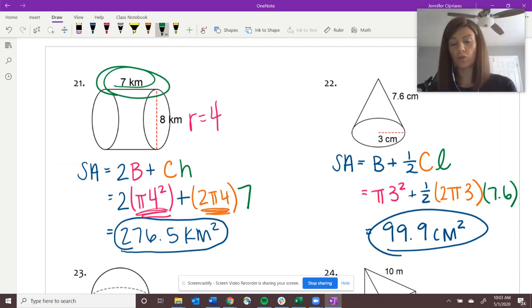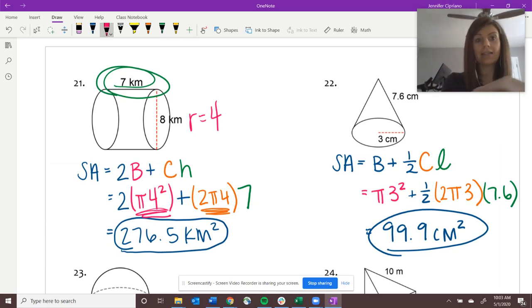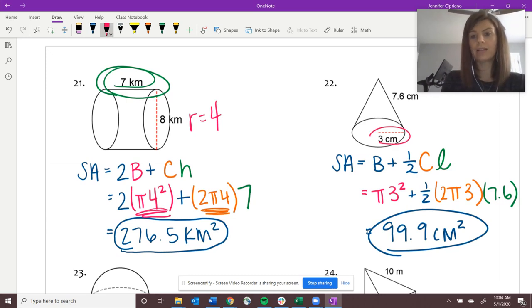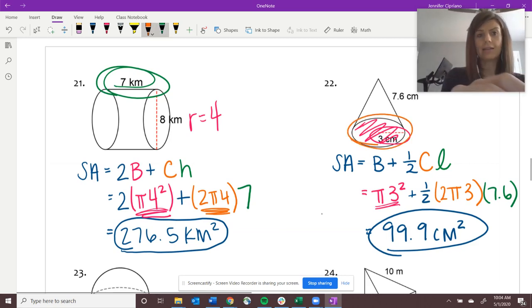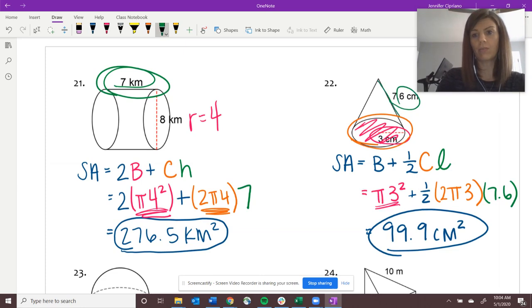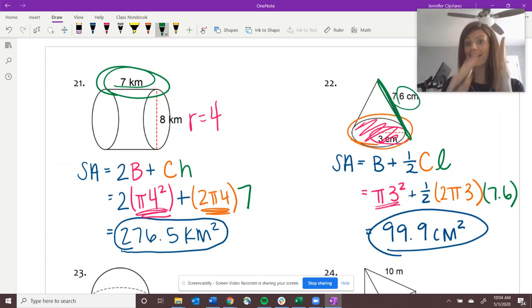Number 22, so this one is a cone. For a cone, we need the area of the base plus 1/2 the circumference times the slant height. So we were given the radius here. The radius is 3 centimeters. So the area of the base is pi 3 squared plus 1/2 the circumference is 2 pi r, so 2 pi 3. And the slant height here is the 7.6. That's that slanted edge of the cone or a pyramid if this was a pyramid.